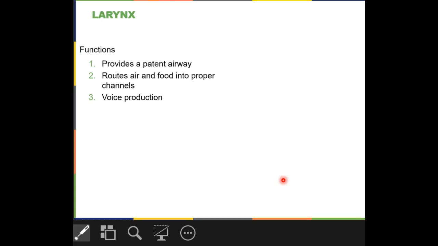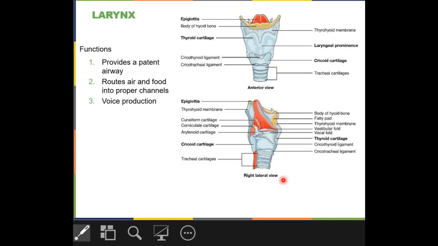Larynx, we will learn to identify in lab. Actually, let me just skip to the next slide. I should have deleted that first one.